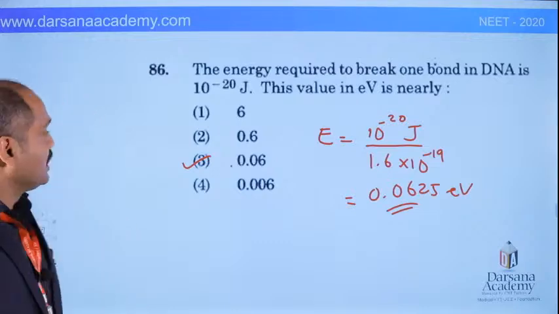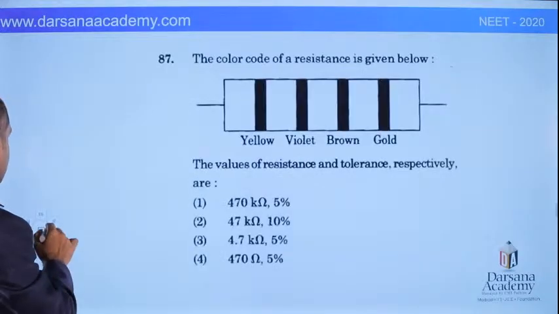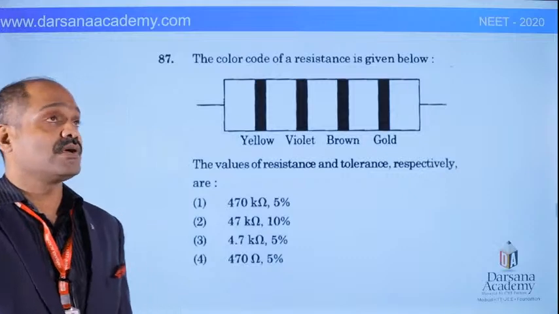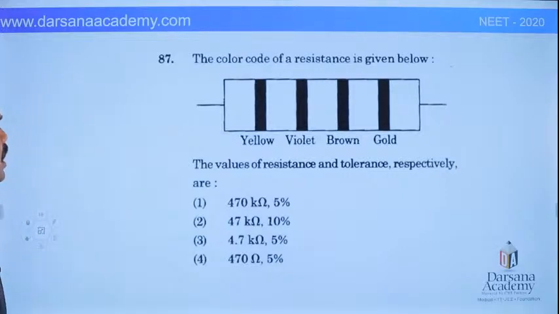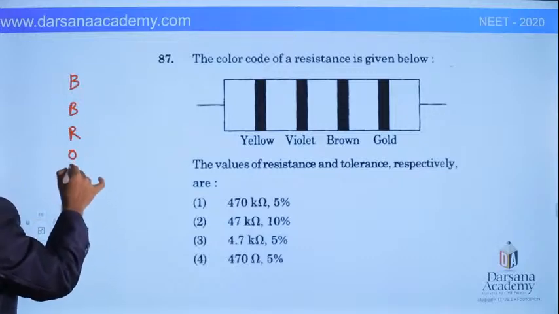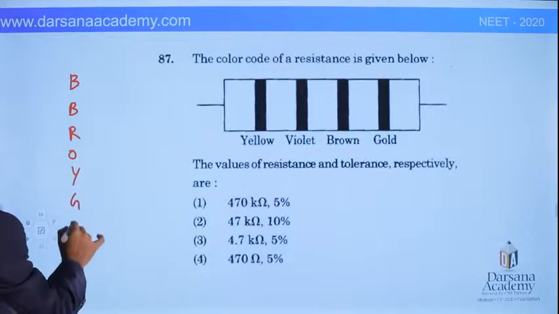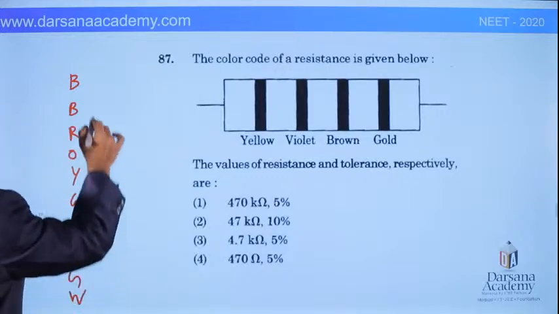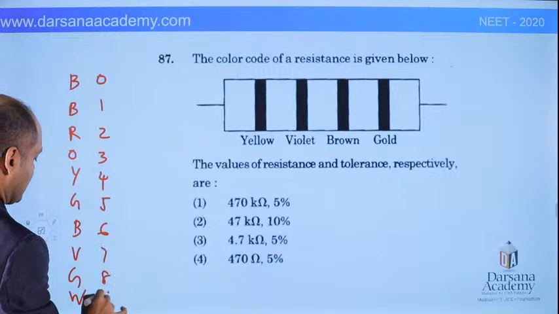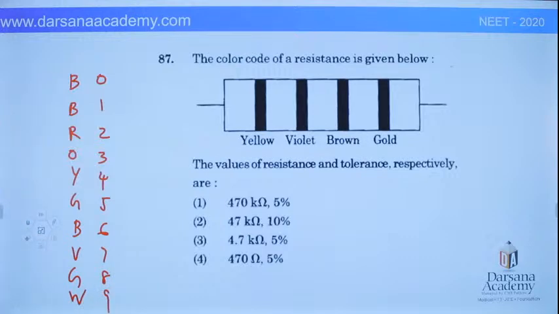Going to the next one, look at the 87th question. Again, it's a simple one. Look at the color code. It's a question from your current electricity chapter. You know how to find it; you will be knowing the coding B B R O Y. So 0, 1, 2, 3, 4, 5, 6, 7, 8, 9. You will remember it as black, brown, red, orange, yellow, green, blue, violet, grey, and white. So how will you find the resistance from the color code?